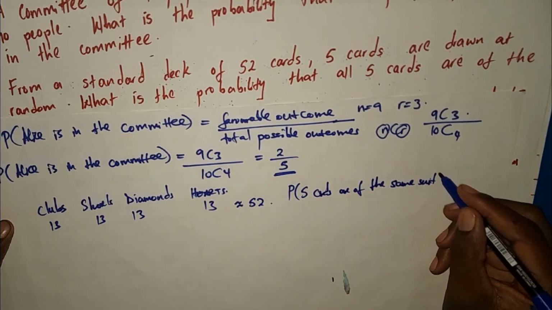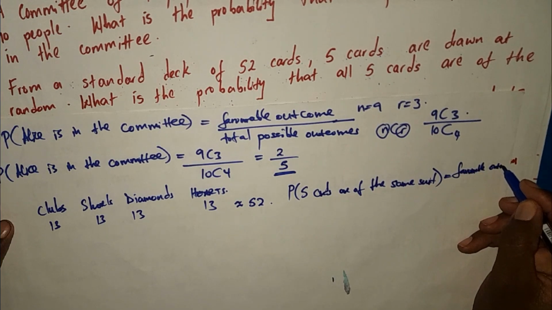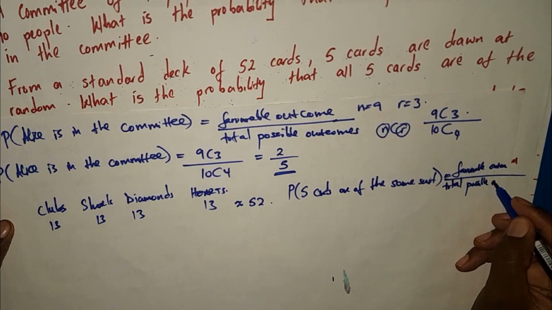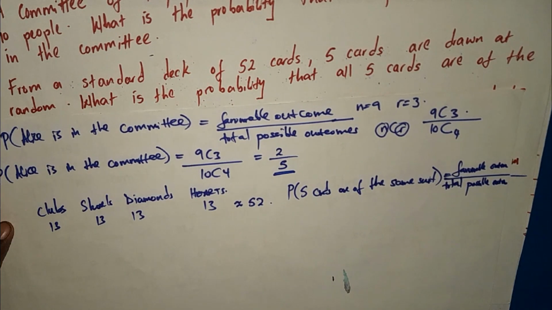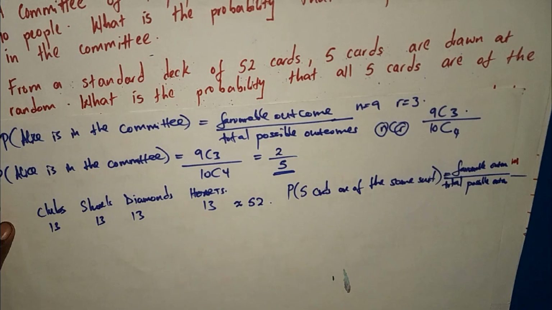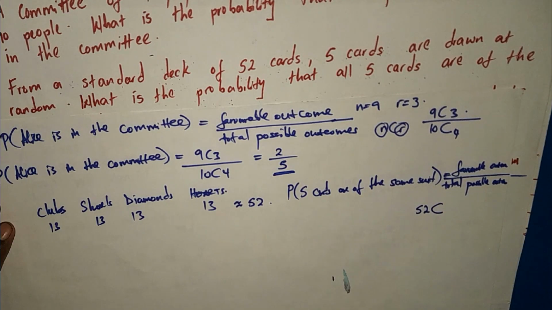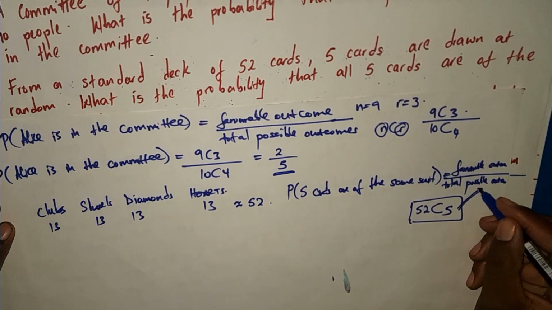is equal to the favorable outcomes over the total possible outcomes. For the total possible outcomes, we are looking at the total ways of selecting 5 cards from 52 cards. We are going to use the combination formula again, n choose r, where n is the total number of cards, which is 52, and we need to choose 5 cards. So this is the answer for the total possible outcomes.